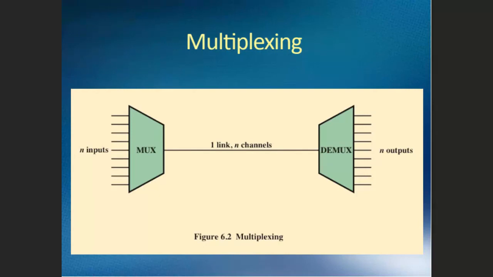Here is how it is done. You have n number of inputs and one link. You are multiplexing, like multiplying. So you are combining them into one link, one transmission. When they arrive at the end, we have the demultiplexer, DMAX. So here we have MAX, we have DMAX. The DMAX will again separate them.